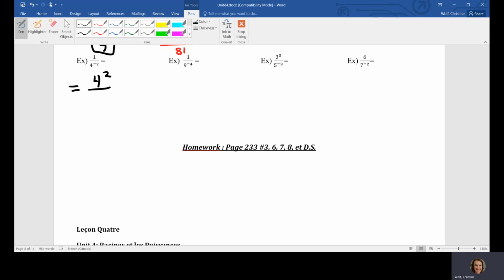En bas, un 1 ou rien, right? You do not have to write the 1 on the bottom. It's there for sure. Mais quand tu évalues 4 au carré et just 16, this 1 right here, unnecessary. OK? Mais c'est pas incorrect si tu l'écris.